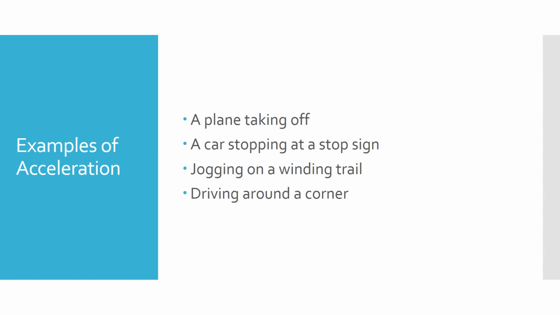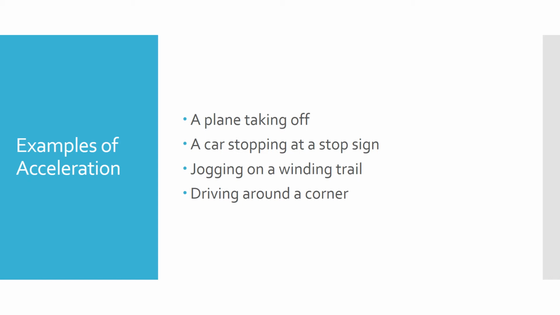Examples of acceleration. First off, a plane taking off. It's changing direction by going upwards. It's speeding up. A car stopping at a stop sign, it's changing its speed, it is slowing down, it's decelerating. It has a negative acceleration because it is slowing down, but it's decelerating, which is a form of acceleration.